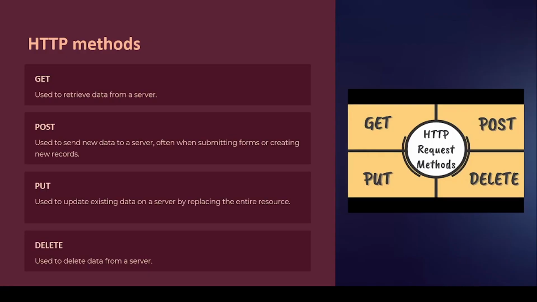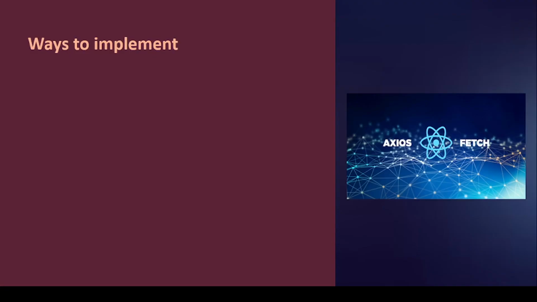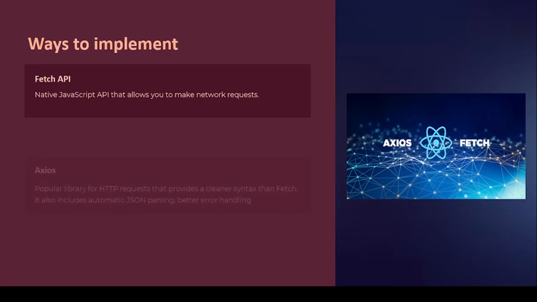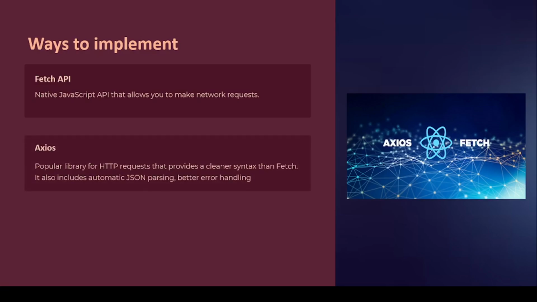We have two different ways to implement these HTTP methods in ReactJS. The first one is using the fetch API, which is a native JavaScript API that allows you to make network requests. Another way is Axios, which is a popular library for HTTP requests that provides a cleaner syntax than the fetch API and also includes automatic JSON parsing and better error handling.